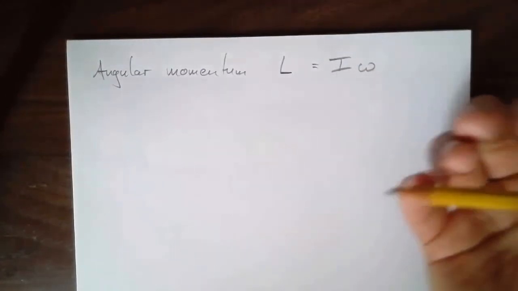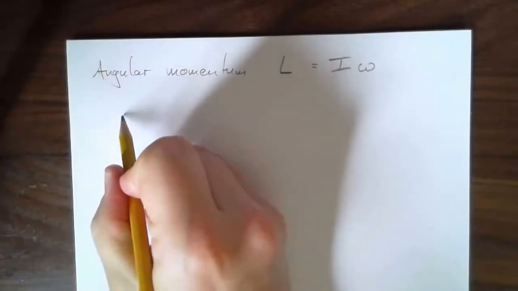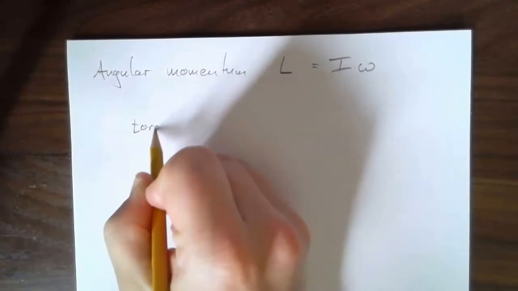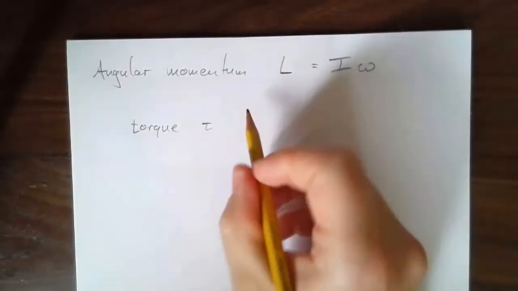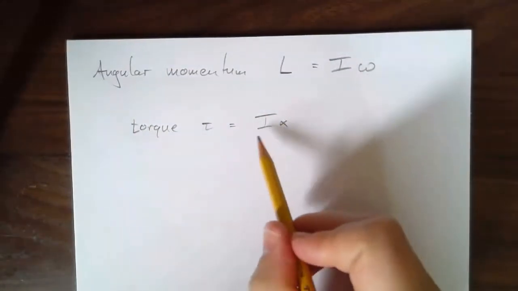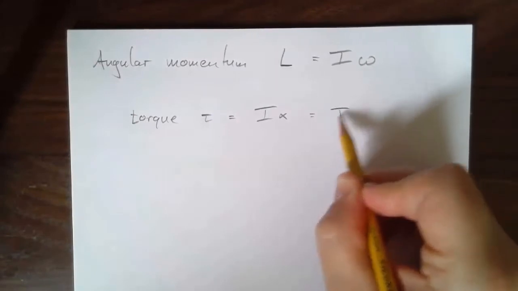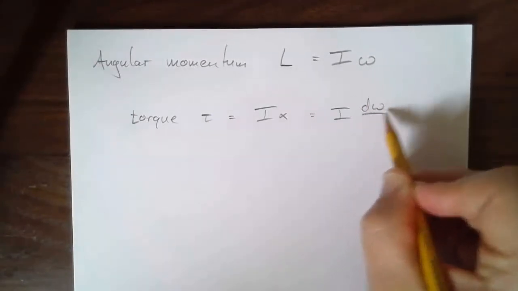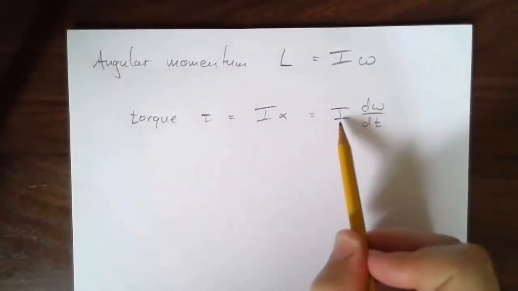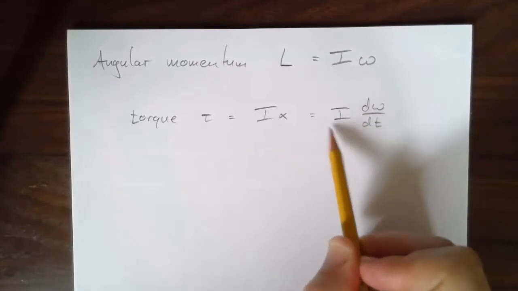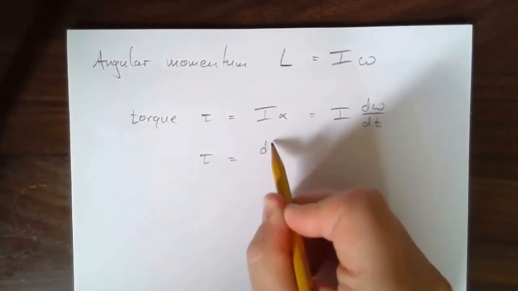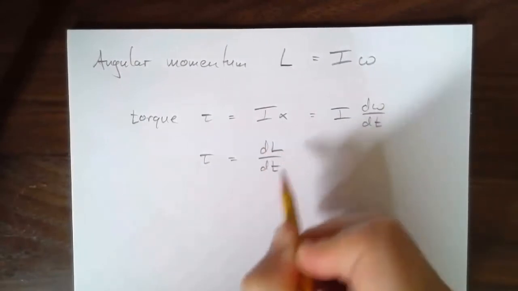Okay, now if we look back to the fact that torque tau is equal to I alpha, I can actually generalize it a little bit. I alpha is I d omega dt in general. Now, what happens in a situation where I changes? So really what I should be writing is that tau is dL dt.